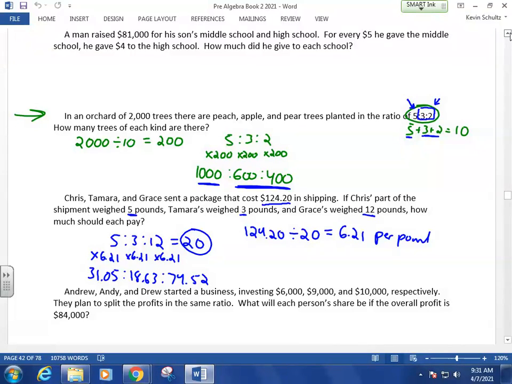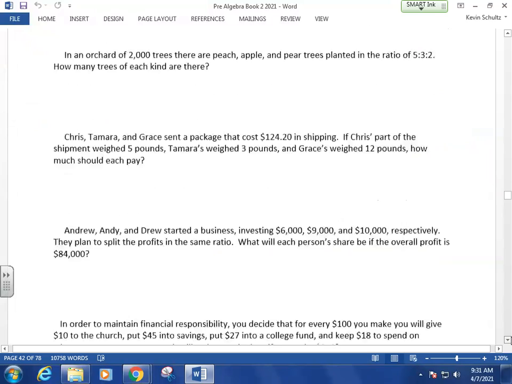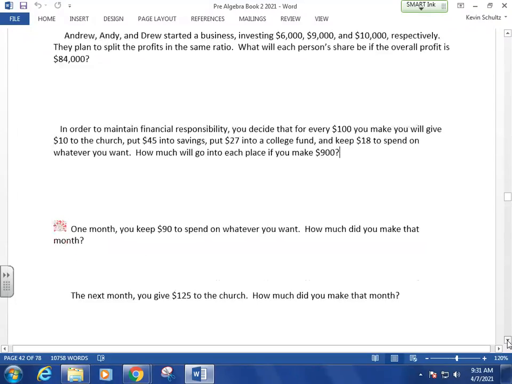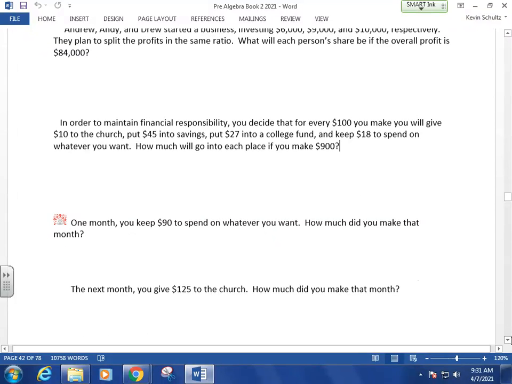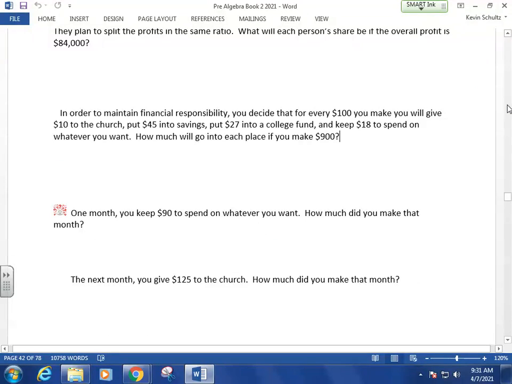Okay, same idea, same concept here as the 2 that we did together and the 3 we did on the first page. And then in order to maintain financial responsibility, you decide that for every $100 you make, you'll give $10 to the church, put $45 into savings, put $27 into a college fund, that's important, and keep $18 to spend on whatever you want.